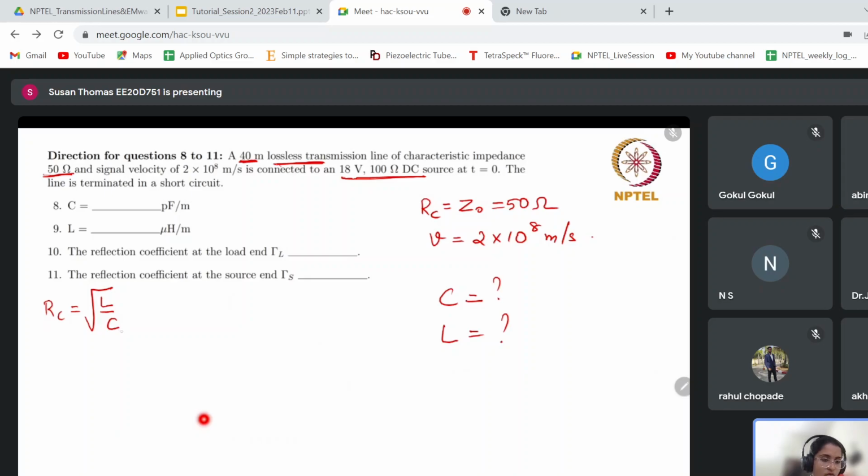RC is what? Root of L by C. What is V? 1 by root of LC. So with the knowledge of these two, can you find C and L? All of you please do try. I have done a similar question last week also. Meanwhile, I'll take a short break. I'll be here. Please do try, and please do give your answers in the chat.